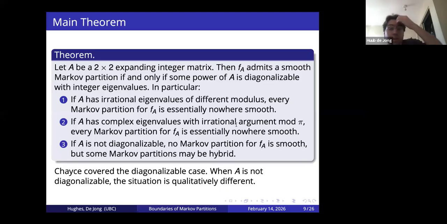And then we saw already in Chase's talk these two distinct cases of what happens when I have two irrational eigenvalues with different modulus, or if I have complex eigenvalues with an irrational argument. And it turns out that there's a two-step argument, or a two-line argument, I should say, that tells you that this is the only thing you have to worry about when your matrix is diagonalizable, in the sense that all the other cases give you that some power of the eigenvalues is going to be an integer. This uses the rational root theorem.